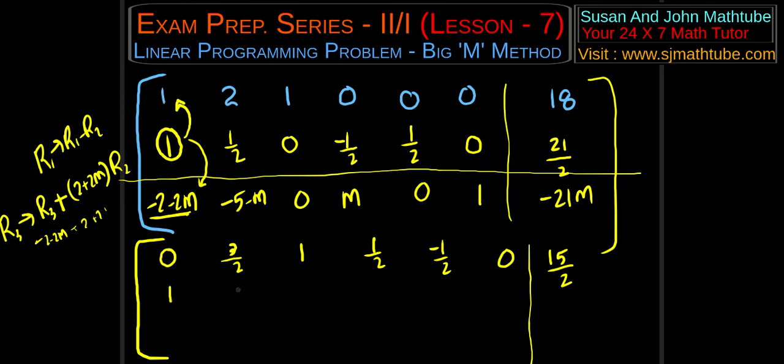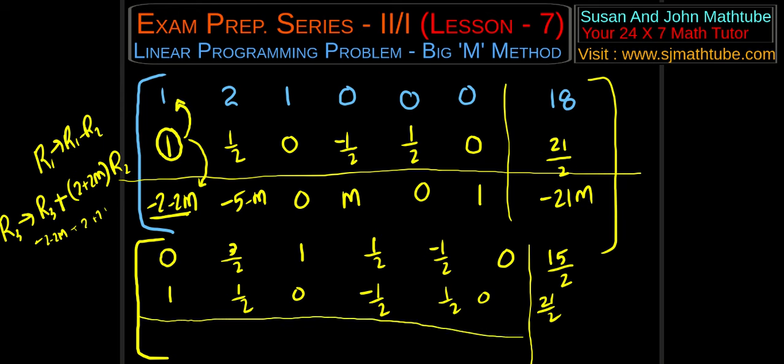And this is the same. 1, 1 by 2, 0, minus 1 by 2, 1 by 2, 0, 21 by 2. And then let's close our divider. And this will be 0. Bad news. Why is it bad news? Because the table is not optimal. And then minus 1, then 1 plus m, 1 and 21.